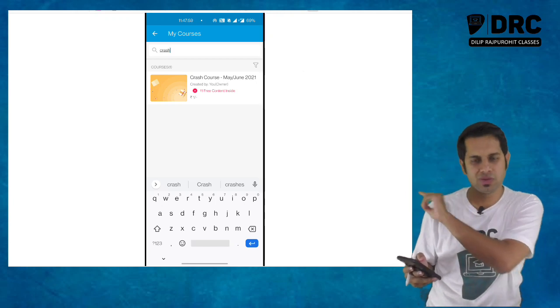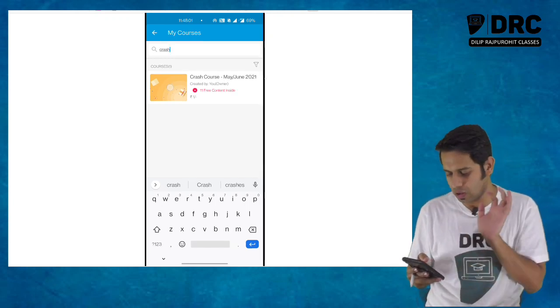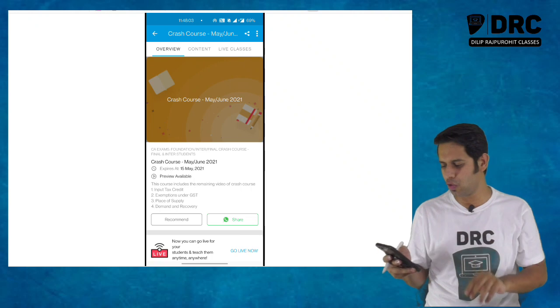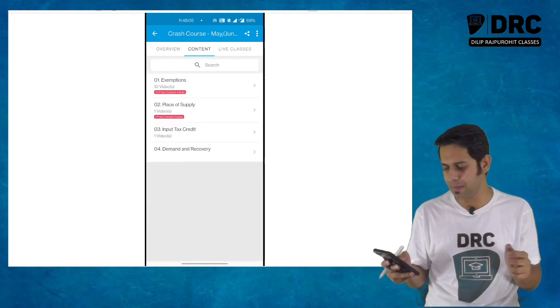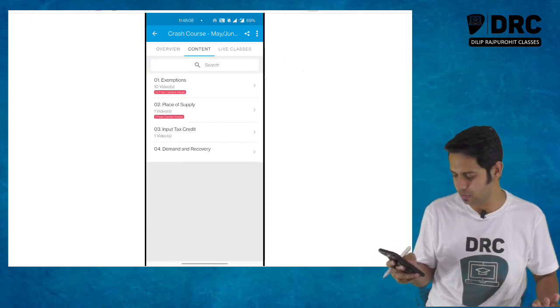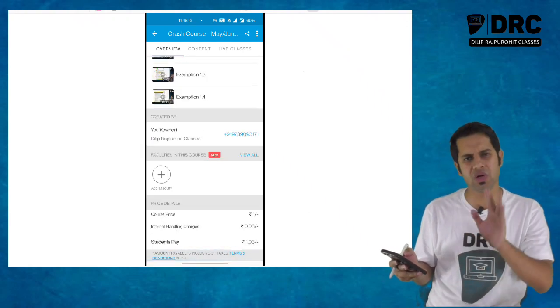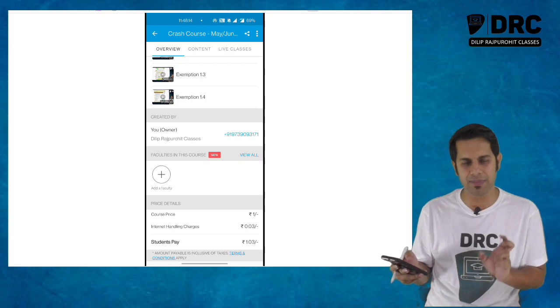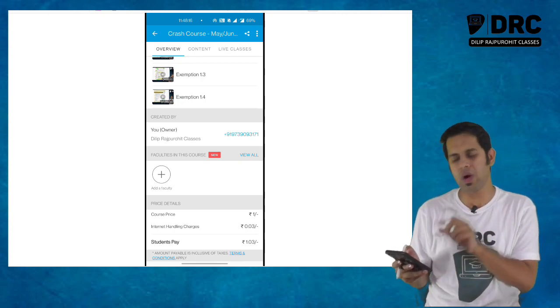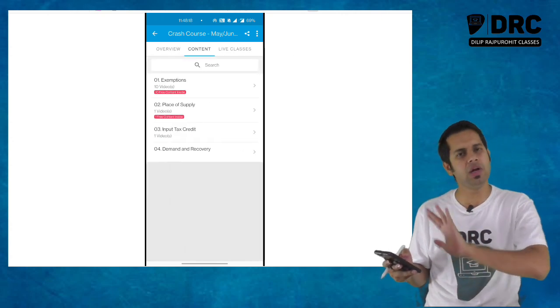I hope this is visible on your screen. You click on that. In it, first there is an overview column. Just swipe it, and you will get the videos. It says you are required to pay 1 rupee for this. Actually, I cannot create a course unless some amount is specified, so I have written 1 rupee over there. But the videos are available for free.